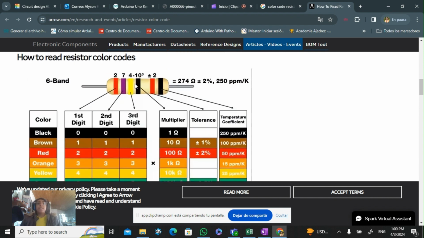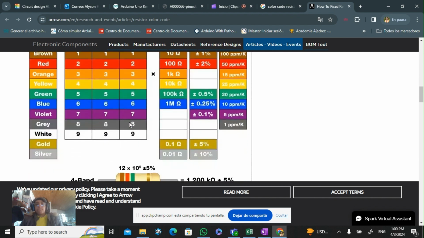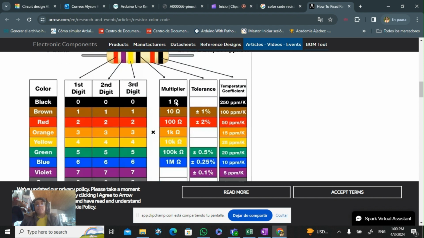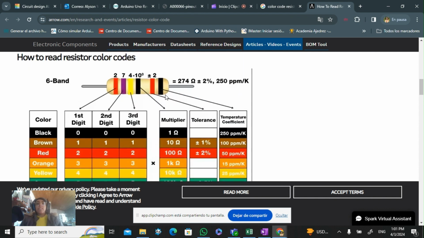The third digit is when you multiply this. No, I'm sorry. If you have a third digit, it's possible that you won't find more colors, but this third one is a multiplier. The multiplier could be 1 ohm multiplied by 10, 100, 1000, and that's it. And also the tolerance, that is important if you want to define exact values.